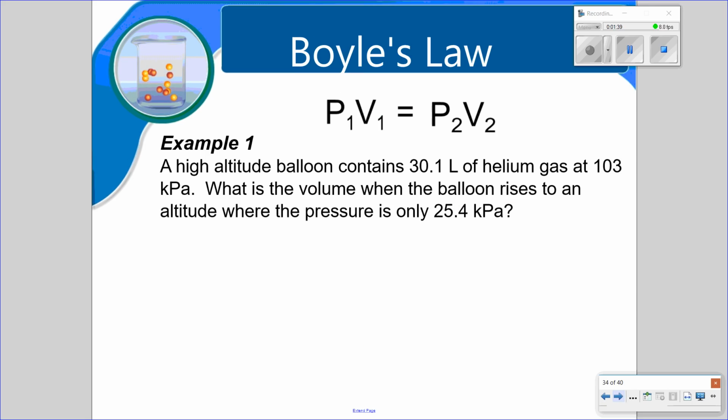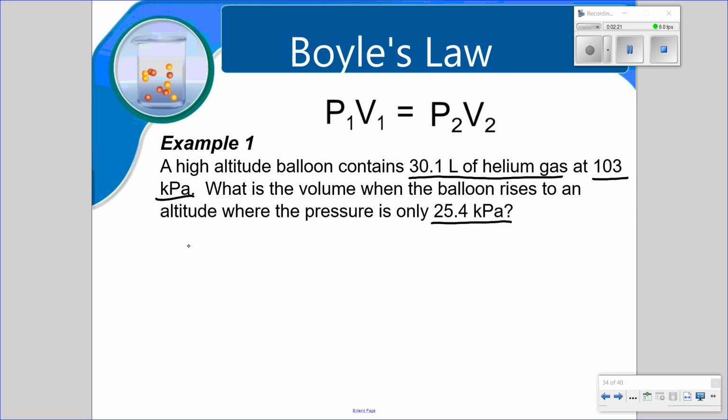So like I said in the previous slide, we're going to use P1V1 equals P2V2 as our Boyle's law equation to solve for various variables. In this example, it says a high altitude balloon contains 30.1 liters of helium gas at 103 kilopascals. What is the volume when the balloon rises to an altitude where the pressure is only 25.4 kilopascals? So I'm going to plug this into P1V1 equals P2V2, and I'm going to solve for my new volume. My givens are 30.1 liters of helium gas, a pressure of 103 kilopascals, and a new pressure of 25.4 kilopascals.